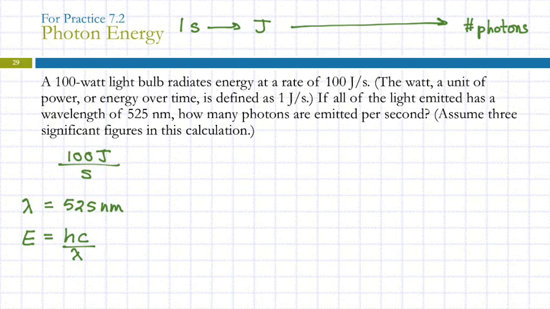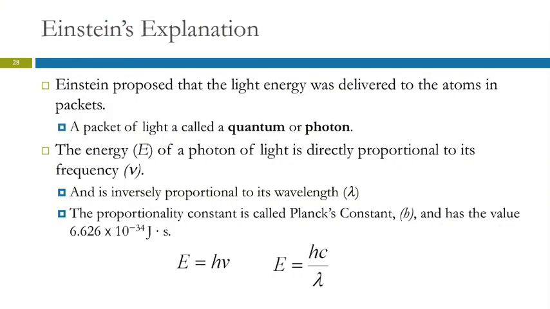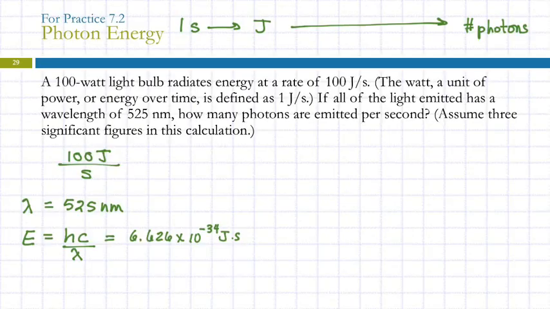Okay, so the energy of a photon equals H. Well, what's H? It's on the previous slide. I believe it's 6.626 times 10 to the minus 34 joule seconds. Yeah, nailed it. So that's Planck's constant. It's a constant. It's always going to be the same.